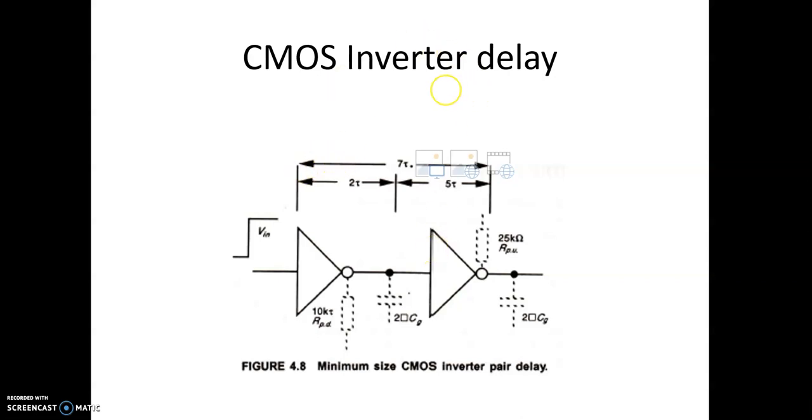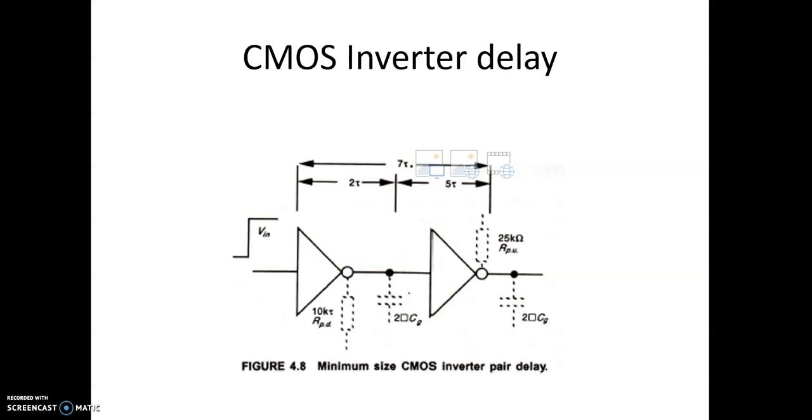The input will be connected to two transistors, nMOS as well as PMOS. So it will have to see two gates. Two gate capacitances means 2 delta Cg. So Rs into 2 delta Cg will result in 2 tau.